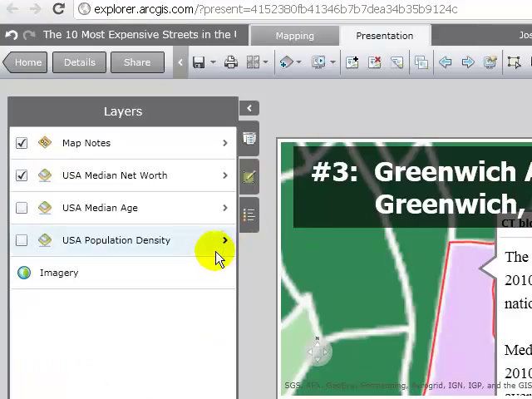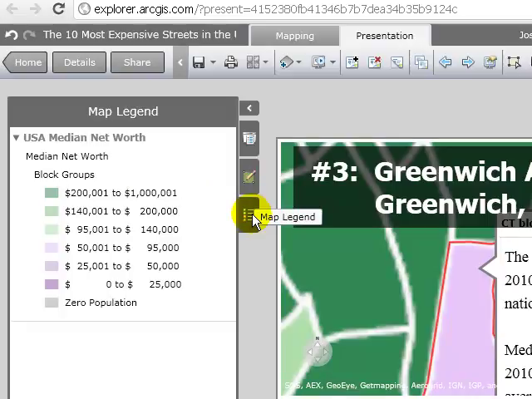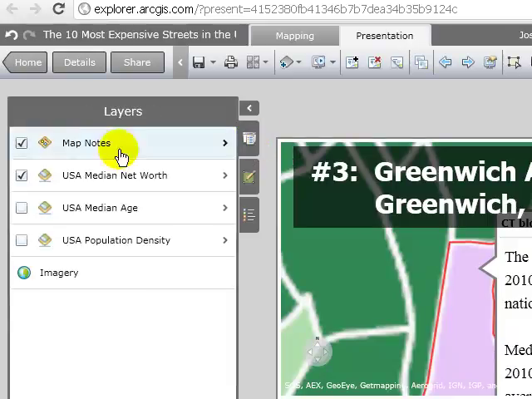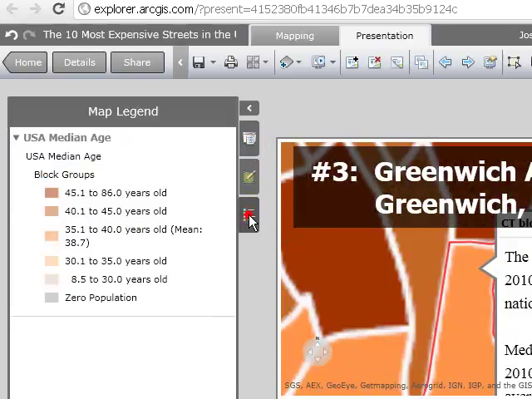The only thing I neglected to show was how do we get that legend. Let's take a look at the legend here. Okay, so any one of those layers, you can click on this legend selection and get the legend. You can go back to layers and you can click on, for example, median age, and there's your legend. Okay, so that's how you get the legend.